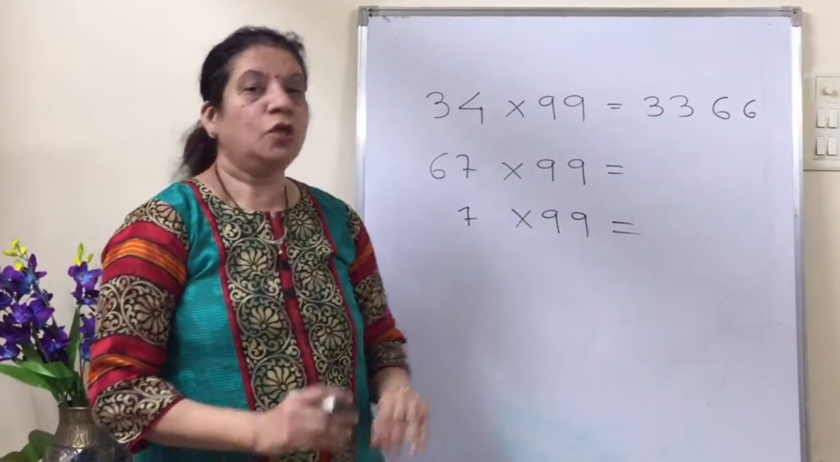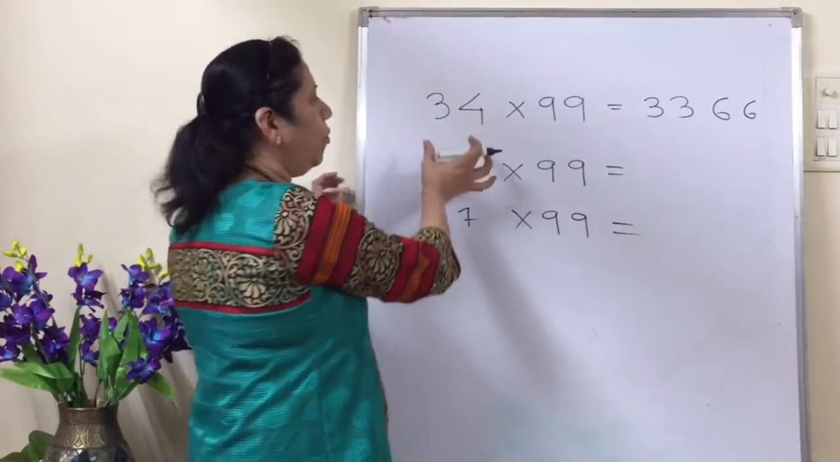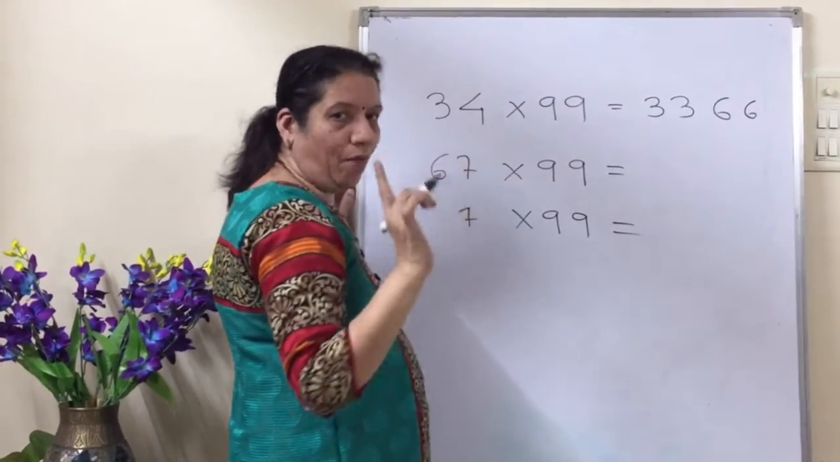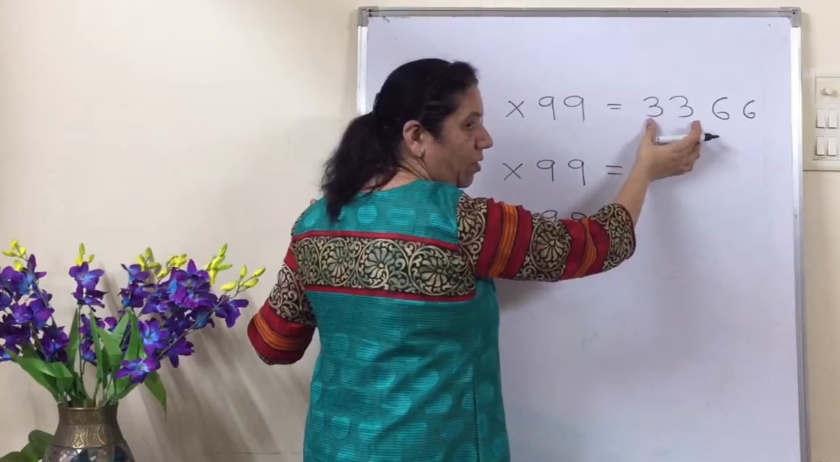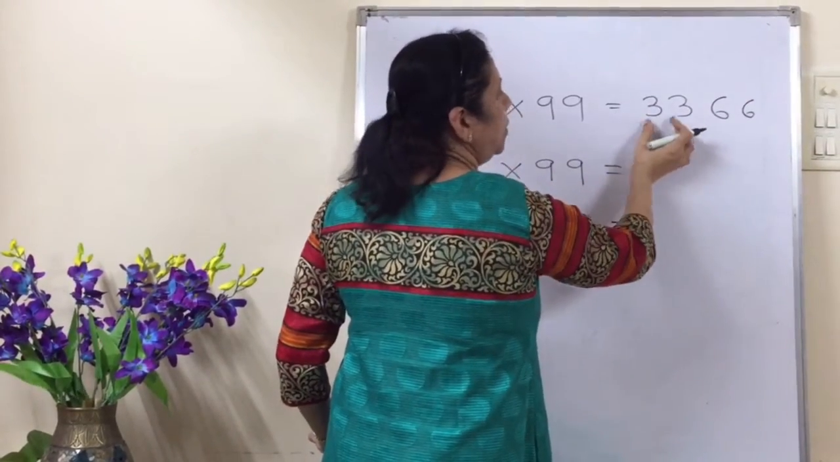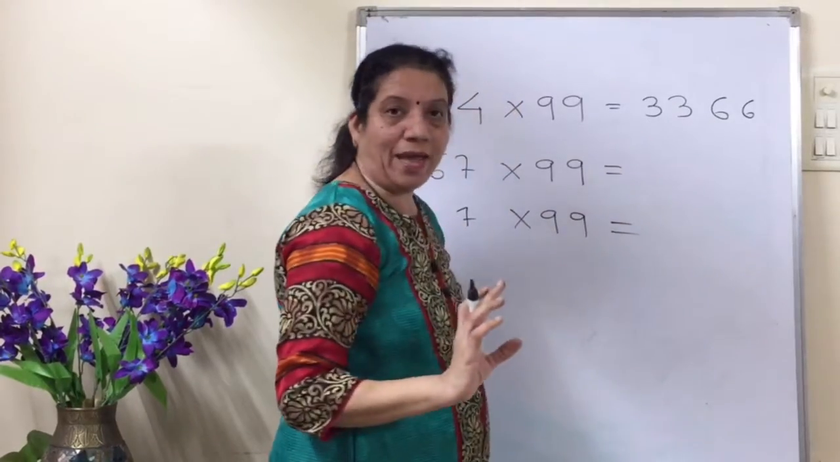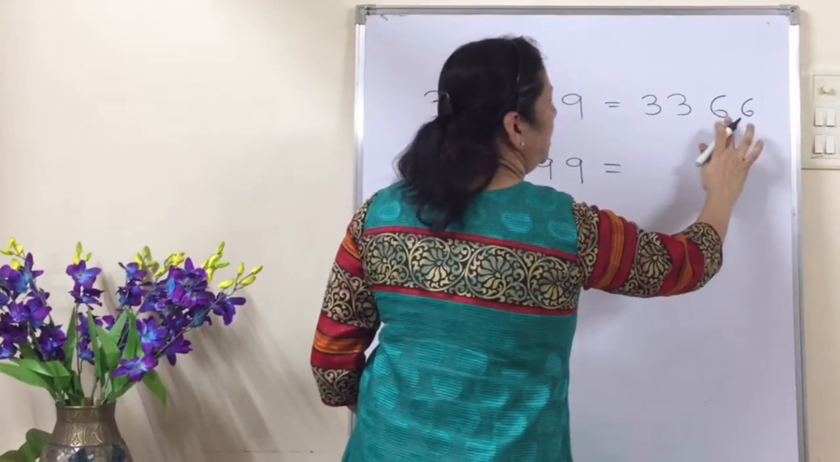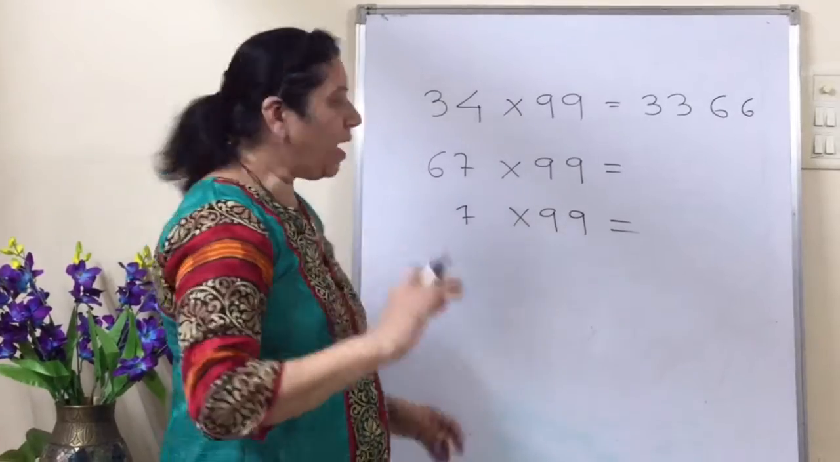Once again I will explain. You have to reduce this number by 1, so that you get 33. Now you have to add digits to these 3 and 3 so that you get a total of 9. So this is 3366.